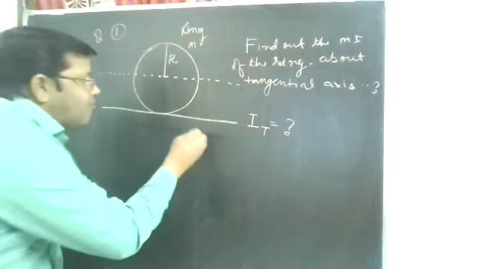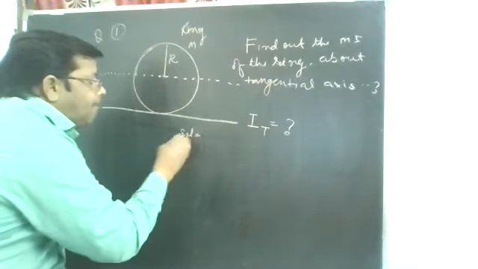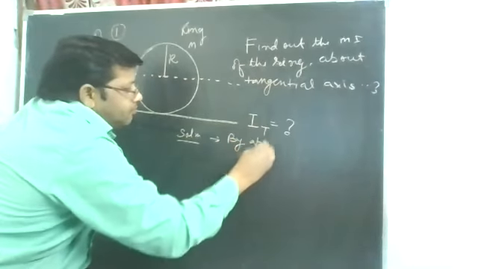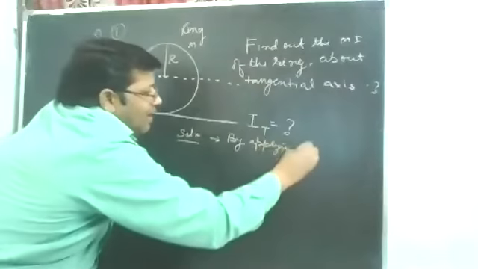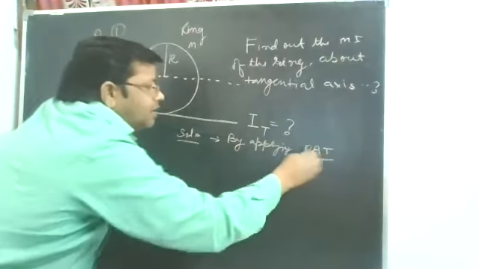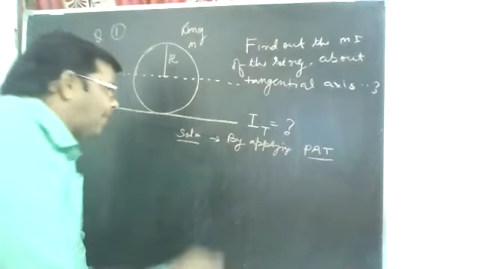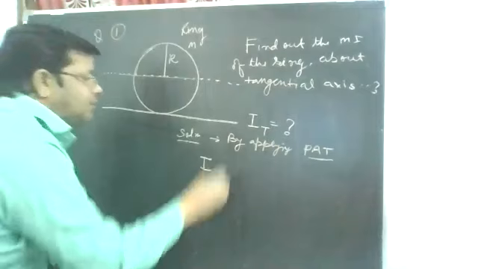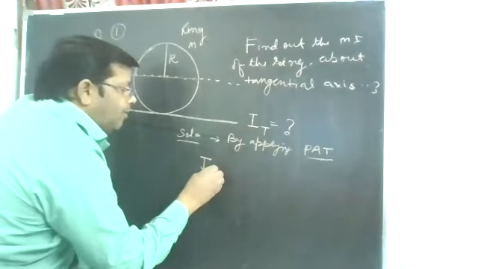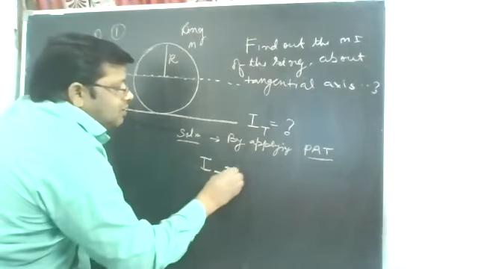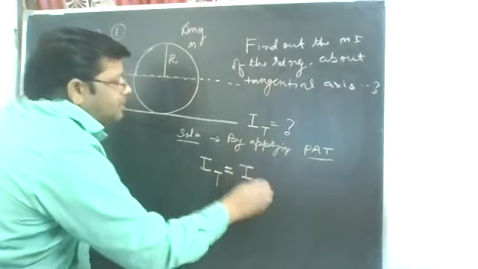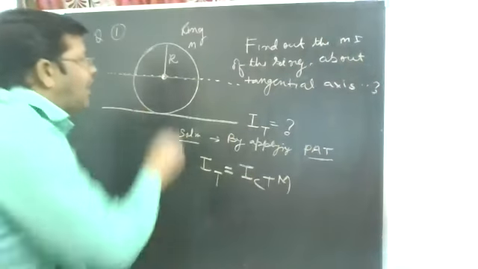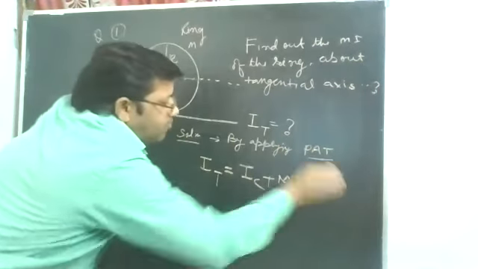Now, how can we find this? By applying the parallel axis theorem. What is the parallel axis theorem? This is the axis which is passing through its diameter. So about this tangential axis, we consider the moment of inertia passing through its center of mass plus the mass of the body, this is the ring, times the square of the perpendicular distance.